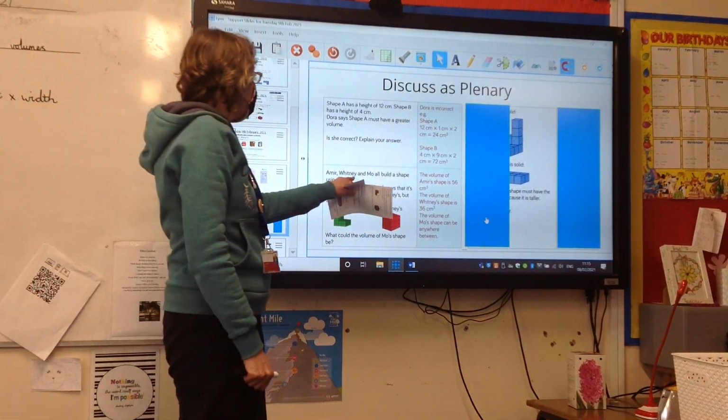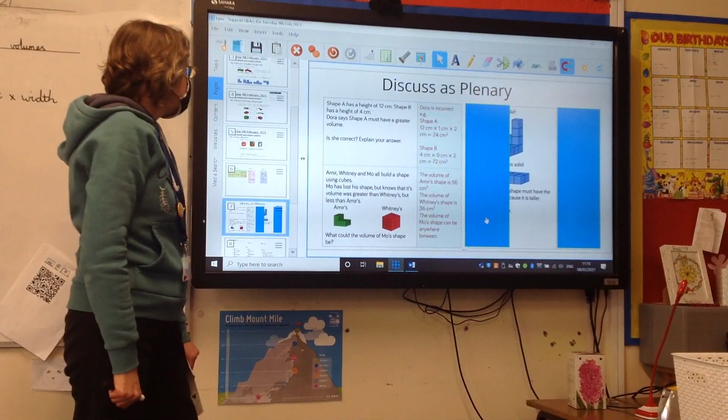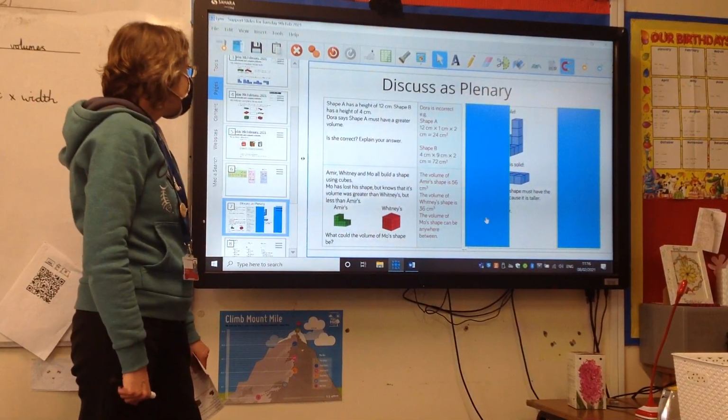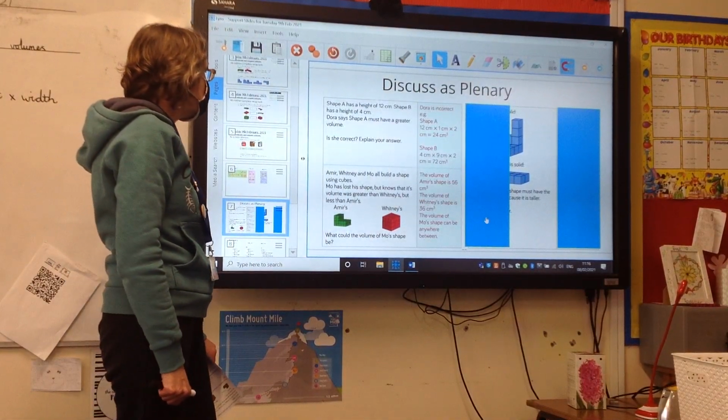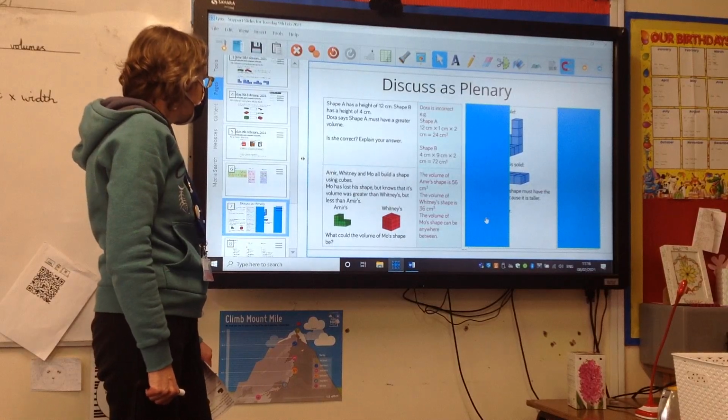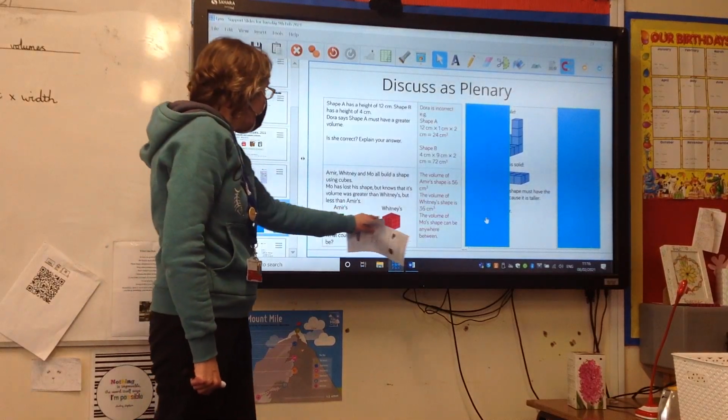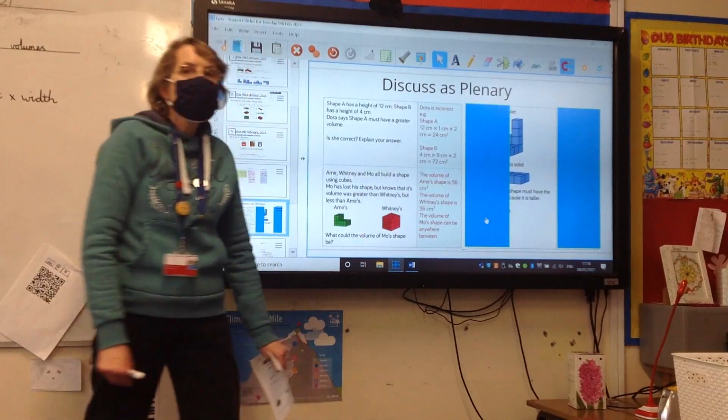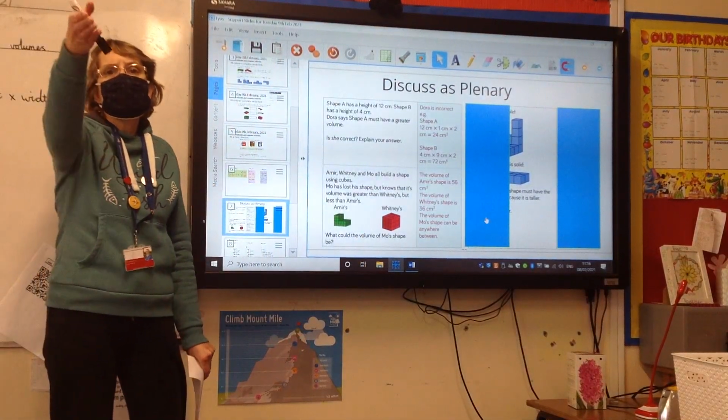Okay, Amir, Whitney and Mo all built shapes using cubes. Mo lost his shape and knows it had a volume that was greater than Whitney's but less than Amir's. What do we need to do to work out what Mo's shape could be? What do we need to find out first?